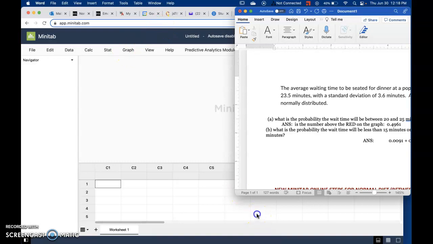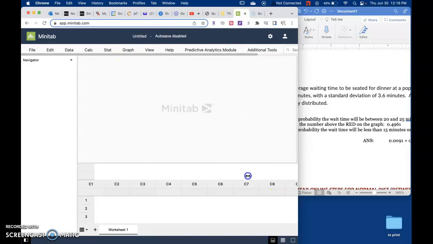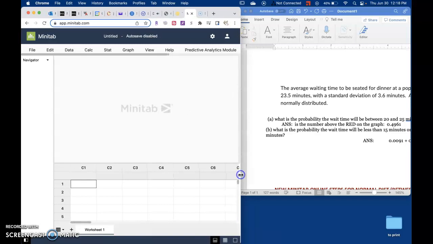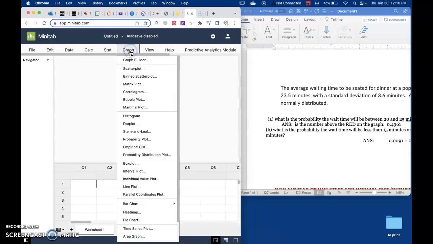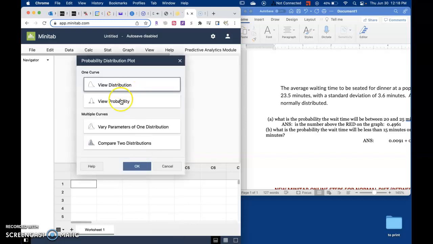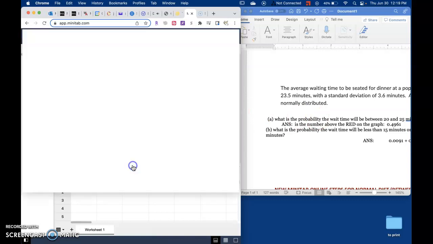So you go to graphs, because we're going to look at the graph of the normal distribution. So you go to graph, probability distribution plot, and we need to know the probability, because the questions say, what is the probability? What is the probability? So you're going to click on view probability and click OK.